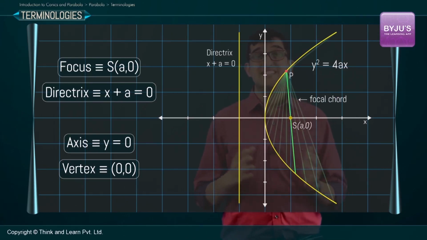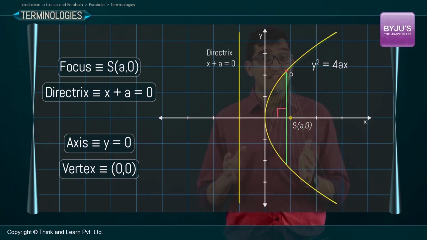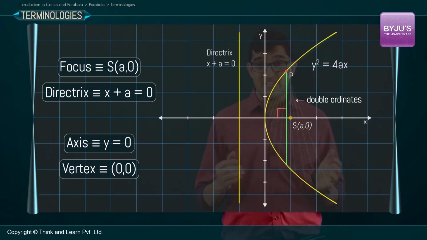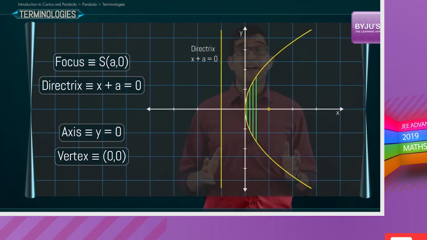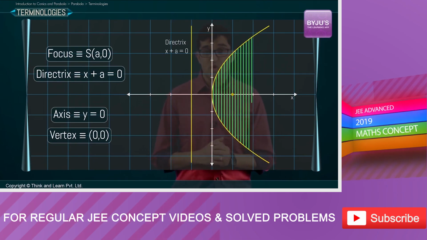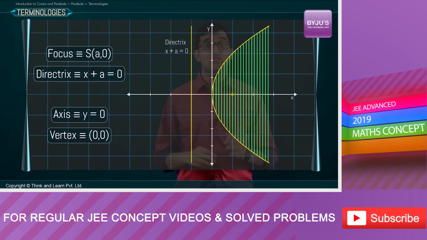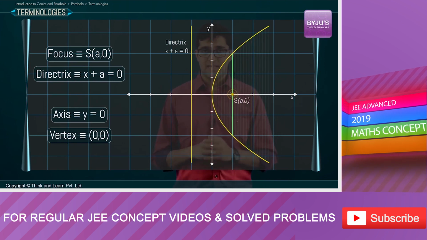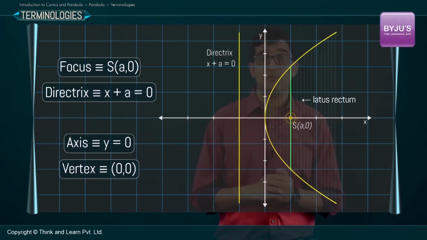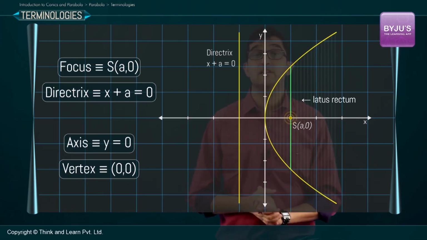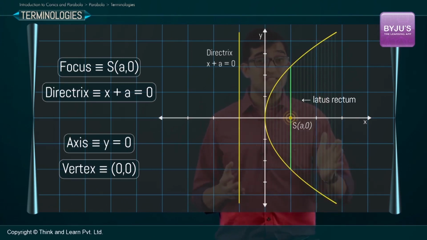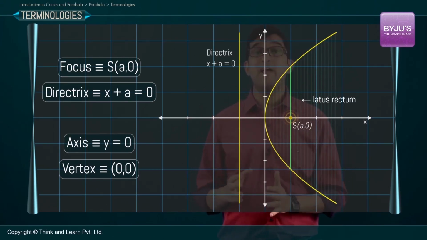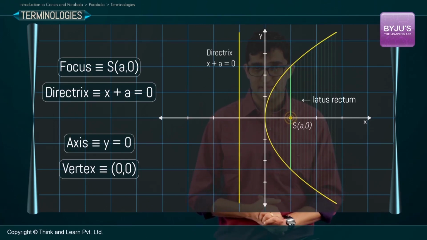We can also see that some chords are perpendicular to the axis. Such chords are known as double ordinates. Out of the infinite double ordinates possible, only one of them passes through the focus. This special chord is known as the latus rectum of the parabola. Now, why is this so special? Because the length of this serves as a metric to compare how wide the parabola is.